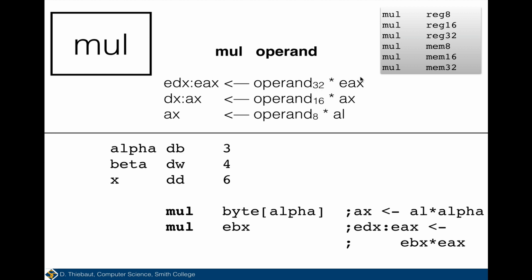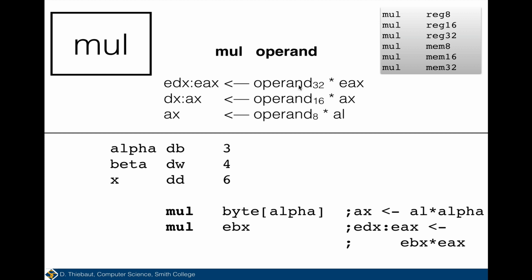Okay, but now look at this. If this is 32 bits, which EAX is, and this is 32 bits, the result is 64. Then the Pentium will put that into two registers. EDX will get the top 32 bits of the result, and EAX will get the bottom 32 bits of the result.